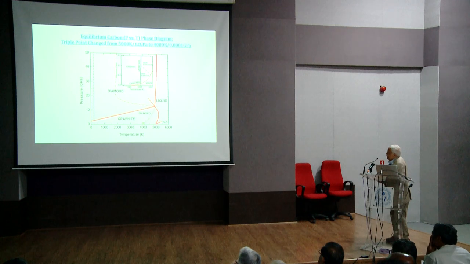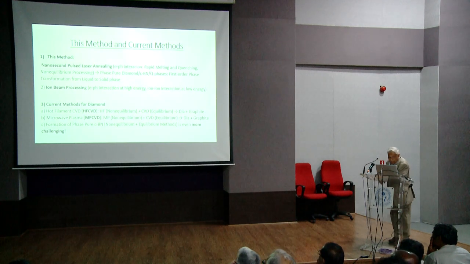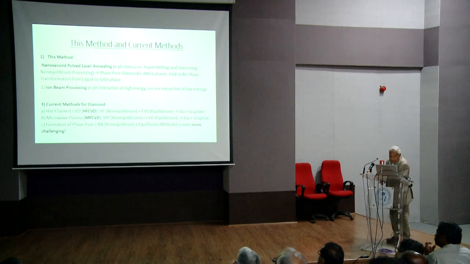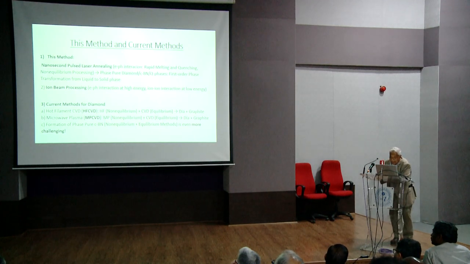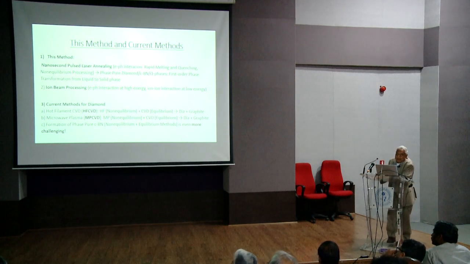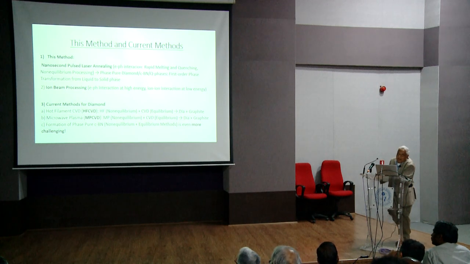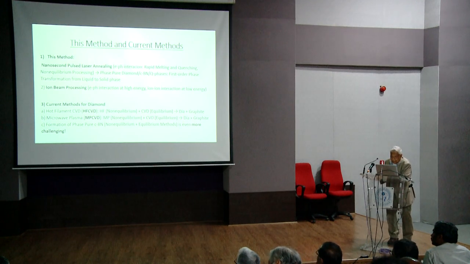But we have taken this triple point and reduced it to here. So if you rapidly melt at ambient temperature and pressure, then you can convert carbon into diamond. So this method is pulsed laser annealing. By nanosecond pulsed laser annealing, where there's electron-phonon interaction, and that is a non-equilibrium processing, it leads to phase pure diamond. But this is a first order phase transformation. So you can get phase pure diamond without any graphite, which is very important for semiconductor processing, semiconductor devices.